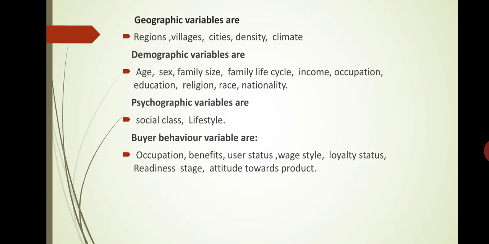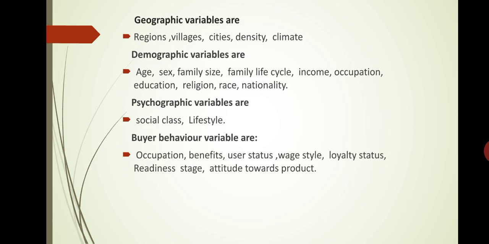So here geographic variables are divided into regions, villages, cities, density, climate. So in geographic, we can divide the total geography into different parts, right? Regions, villages, cities, density or climate. So according to these criteria, Philip Kotler divided the market into several subgroups or segments, right?